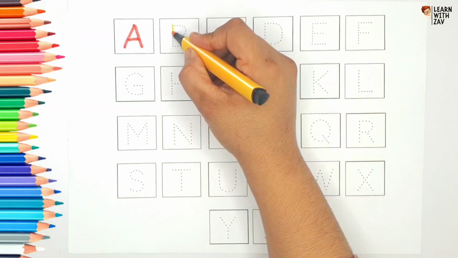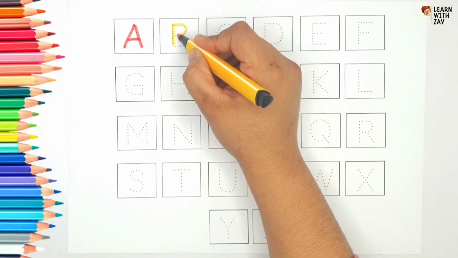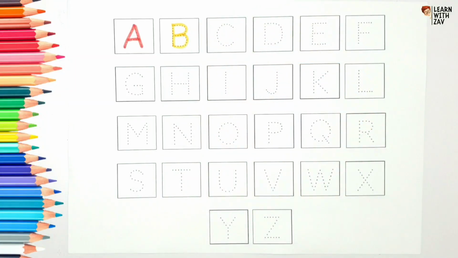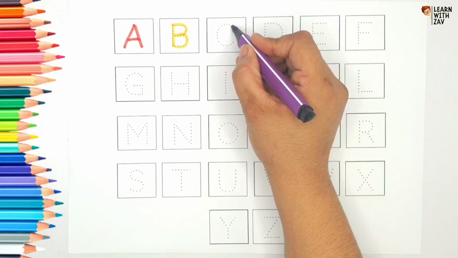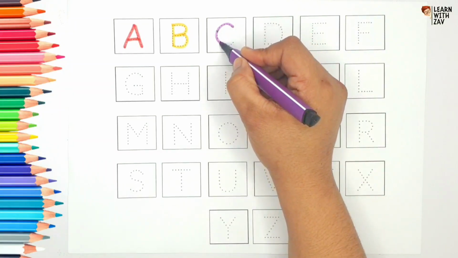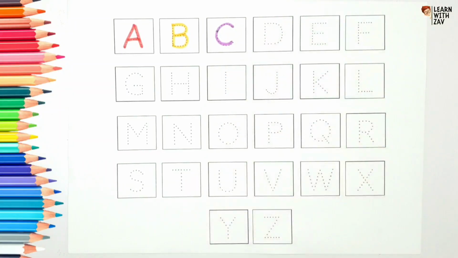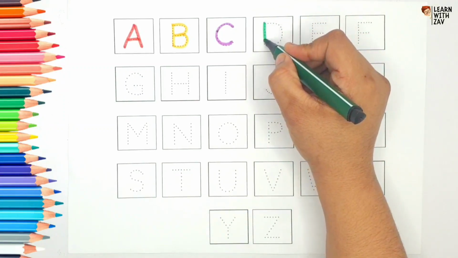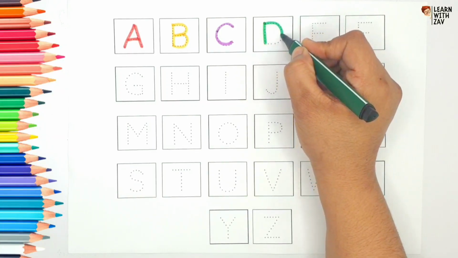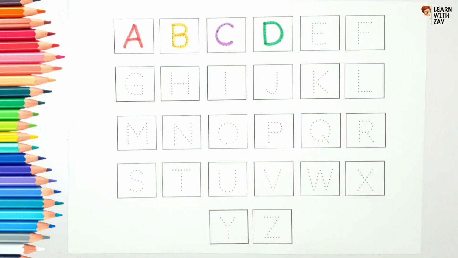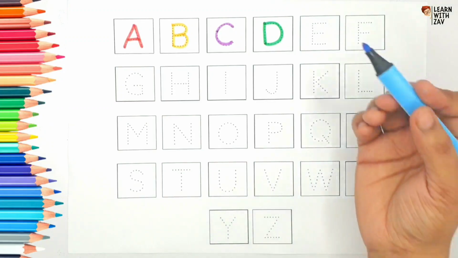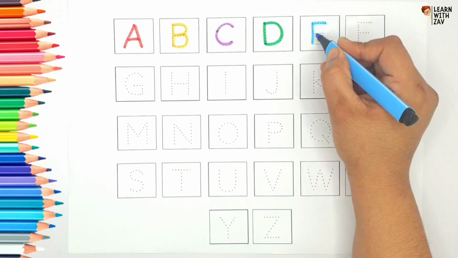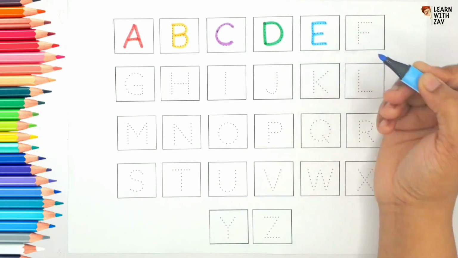Yellow color. B, B for ball. Purple color. C, C for cat. Deep green color. D, D for dinosaur. Sky blue color. E, E for elephant.